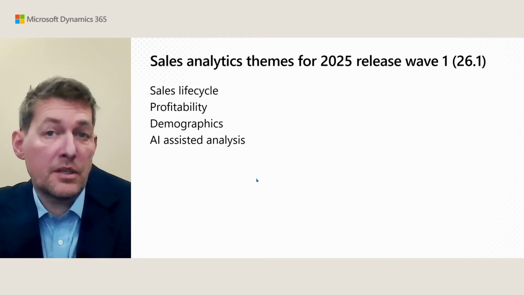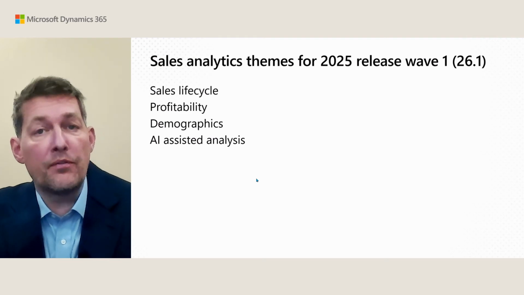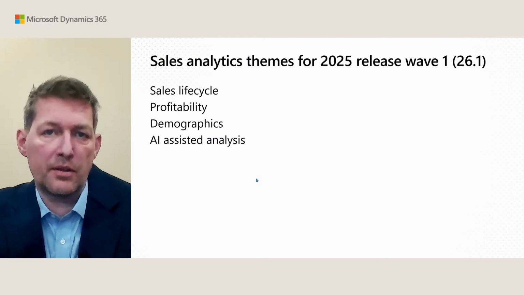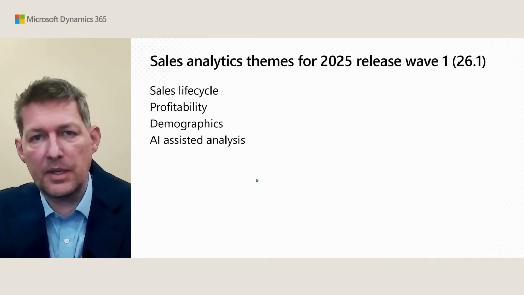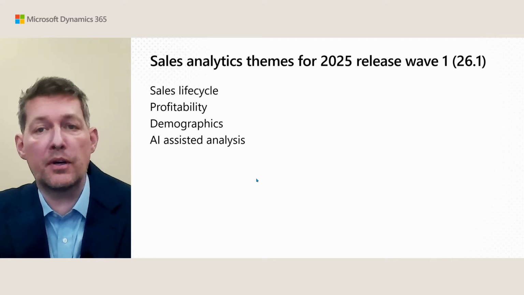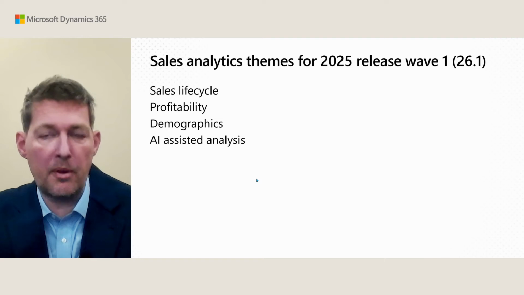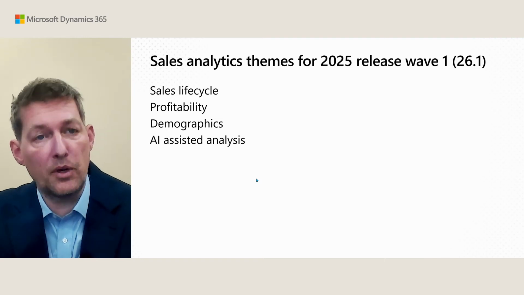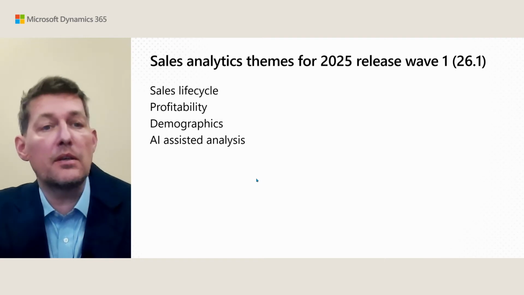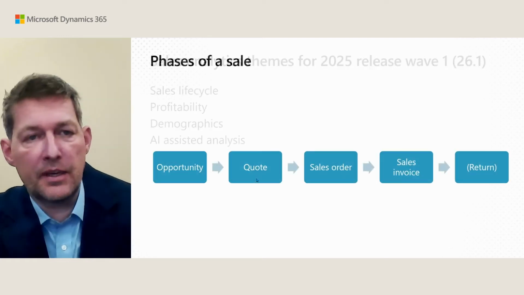So we focused on 4 different topics or themes in the Power BI sales app in the version 2025 release wave 1. Again, remember that this is coming in 26.1. The first is the sales life cycle.